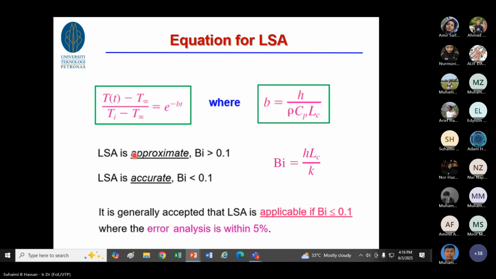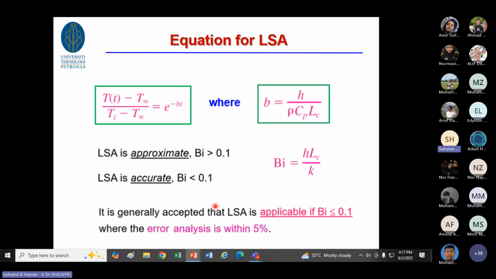It's not accurate. What I'm saying here is, if the Biot number is less than 0.1, we are using the lump system analysis. If the Biot number is far larger than 0.1, lump system analysis is only approximate, and to be accurate, we are using another method called one-term approximation.